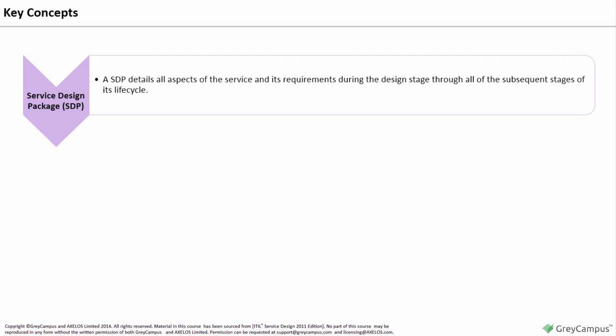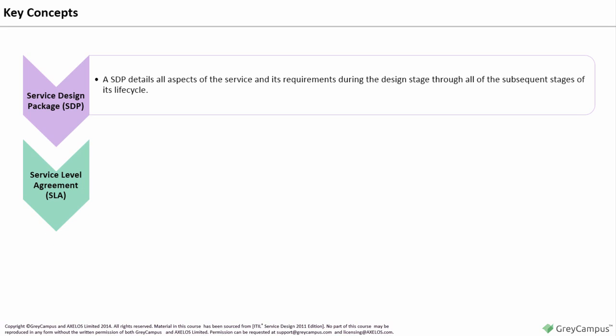Service Design Package, aka SDP. This is the output of service design, which feeds into service transition. An SDP details all aspects of the service and its requirements during the design stage through all of the subsequent stages of its life cycle. Service Solution, together with its SDP, is then passed to service transition to evaluate, build, test, and deploy the new or changed service, or to retire the service if this is the change required.